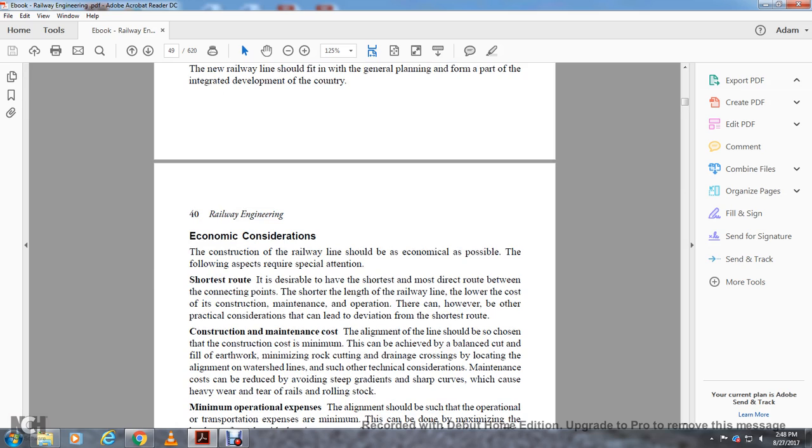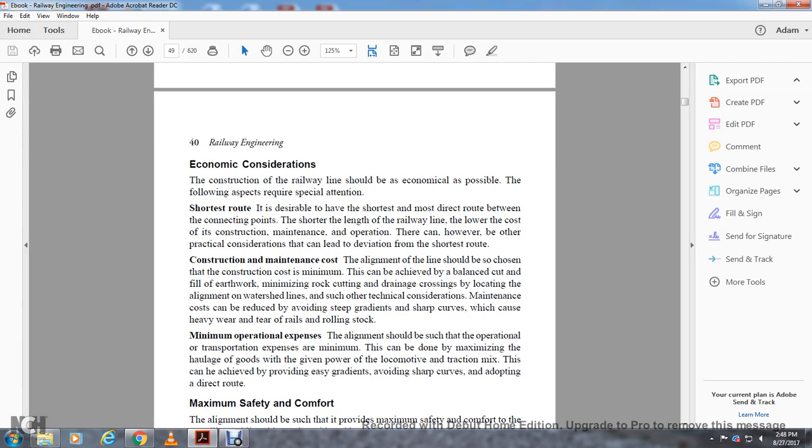Economic consideration. The construction of the railway should be as economical as possible, and the following aspects require special attention. Shortest route. It is desirable to have the shortest, most direct route between the connection points, as a shorter length of the railway line means lower cost of construction, maintenance and operation. There can, however, be other practical considerations that can lead to deviation from the shortest route.